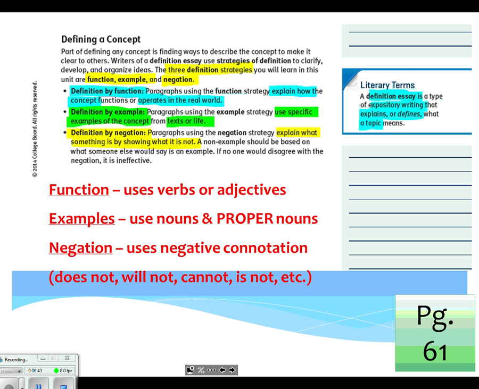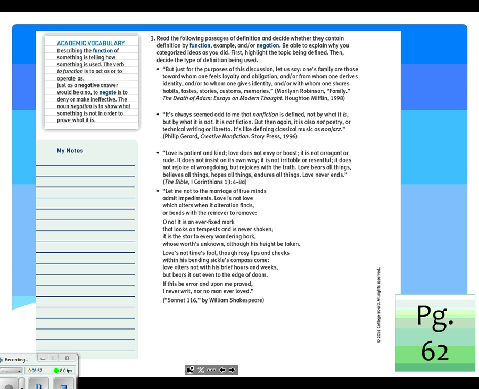All right, when you're ready, you can go ahead and turn to page 62. And we're going to be practicing these definition strategies by first being able to pick out what type of strategy, where does it look like. So on page 62, we're going to take a couple of notes real quick, and then we'll get into the thick of it. Go ahead and read number 3 for us, please, Donovan.